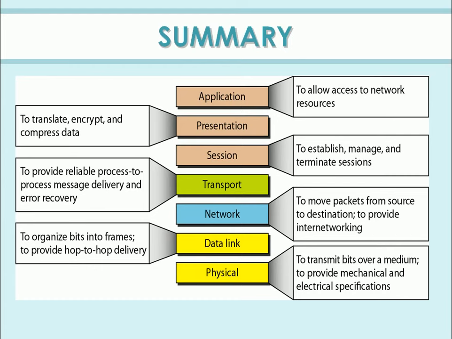Network layer is used to move packets from source to destination to provide internetworking. Data link layer is used to organize bits into frames to provide hop to hop delivery. Physical layer is used to transmit bits over a medium to provide mechanical and electrical specification.